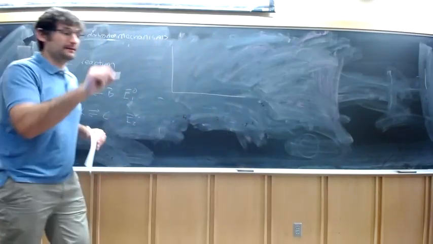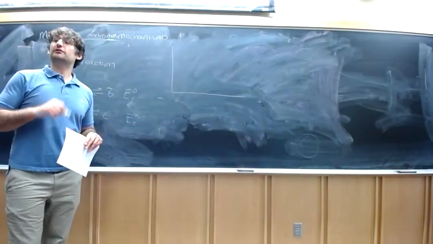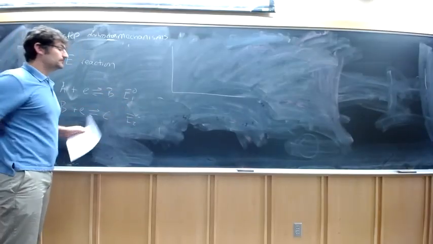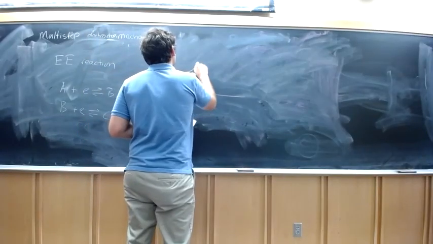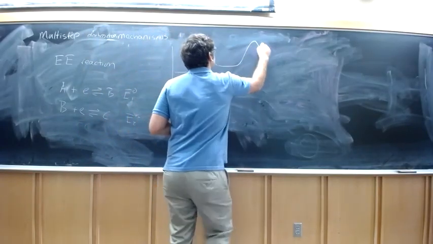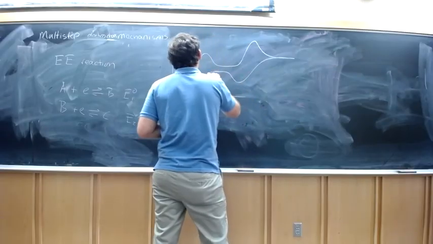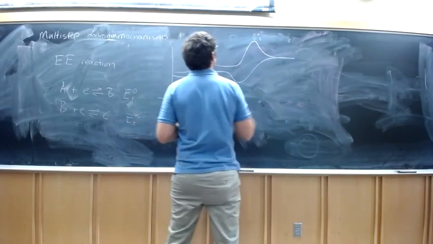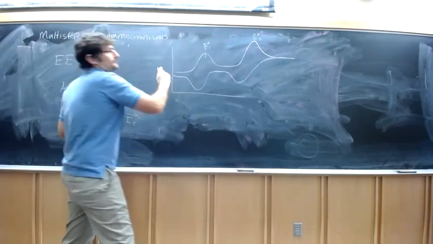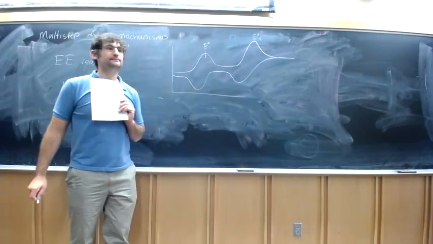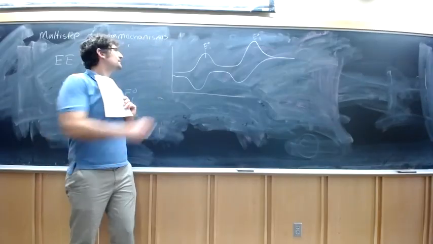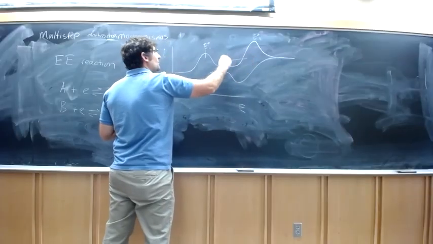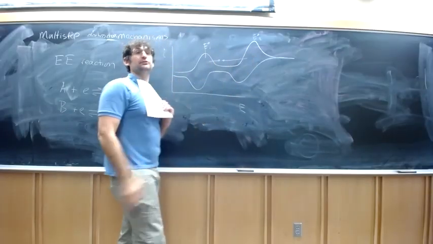These are nicely illustrated in chapter 12 of Bard and Faulkner as a function of E1 minus E2, the difference between these two. The simple case is where they're well separated, right? So this is E naught 1, E naught 2. So E naught 2 in this case is, let's say, much more positive than E naught 1 if it's on IUPAC scale, right? And then the question is, what happens when these things are very similar to each other?